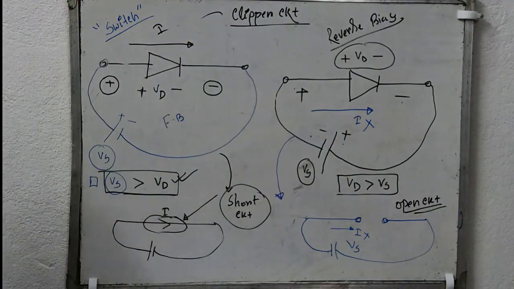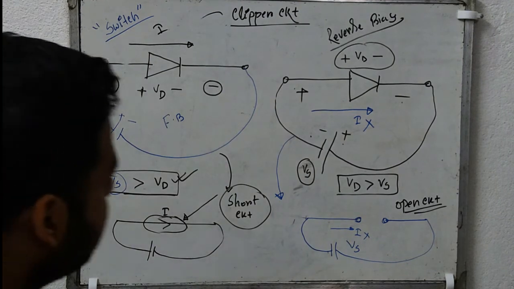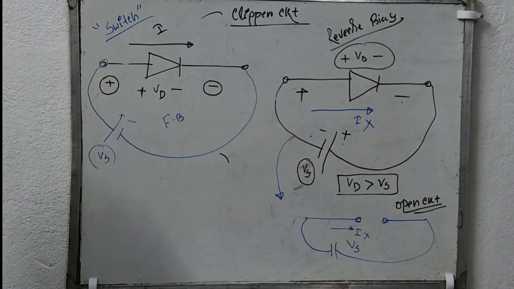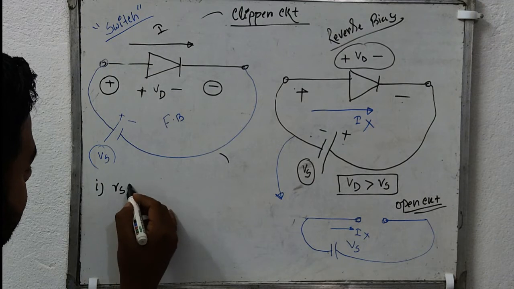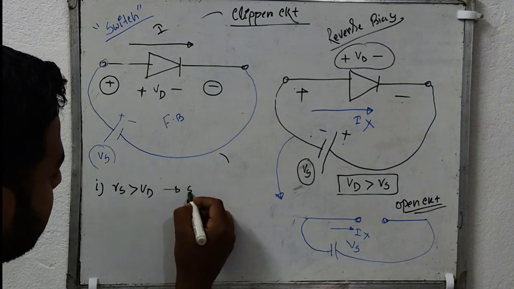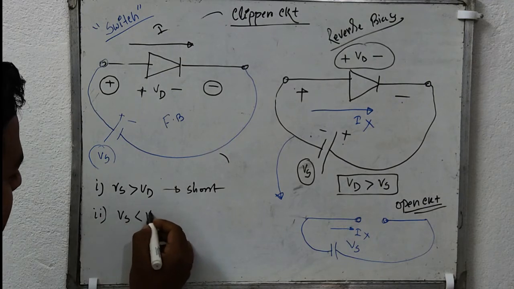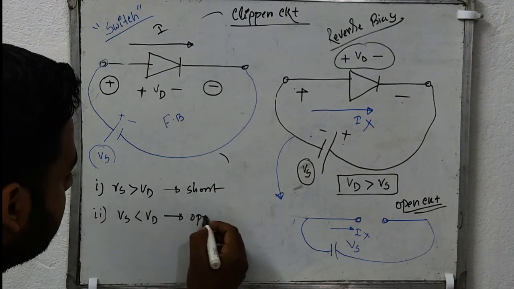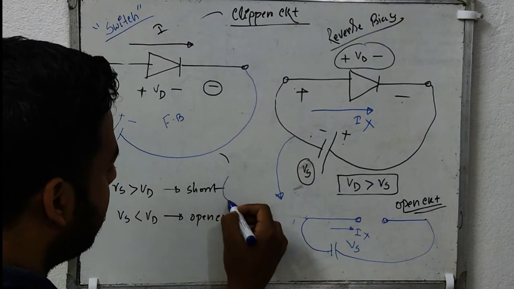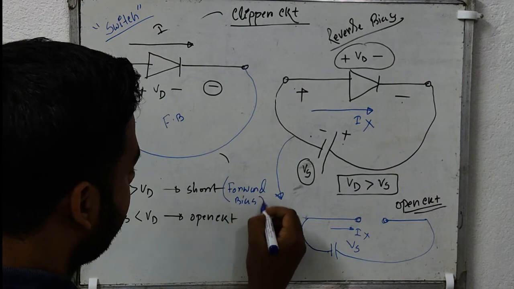So we have got two conditions. One is when Vs, the source voltage, is greater than the barrier potential of the diode. In that case the diode will act as a short circuit, when it is connected in forward bias. And if Vs is less than VD, the diode will act as an open circuit, in reverse bias.